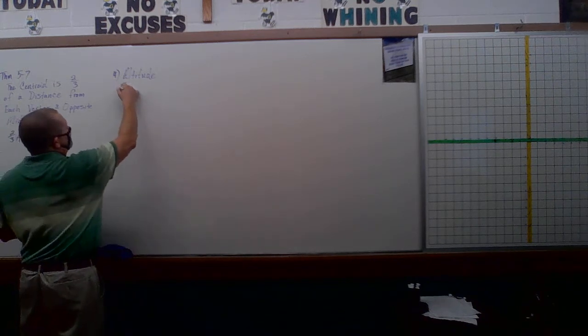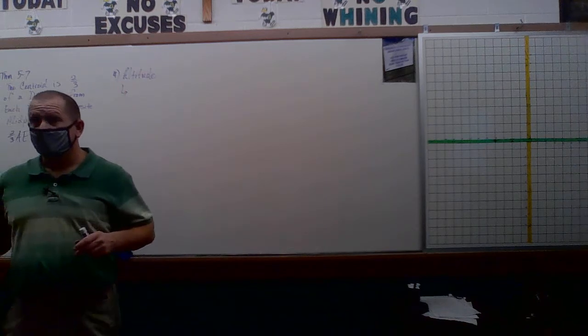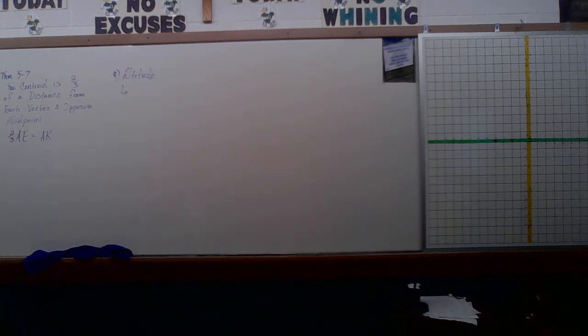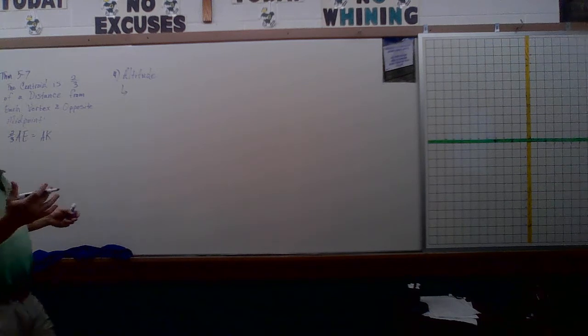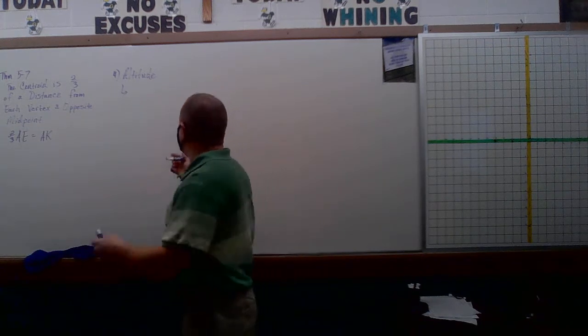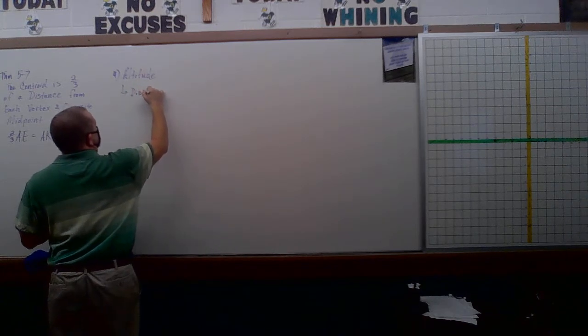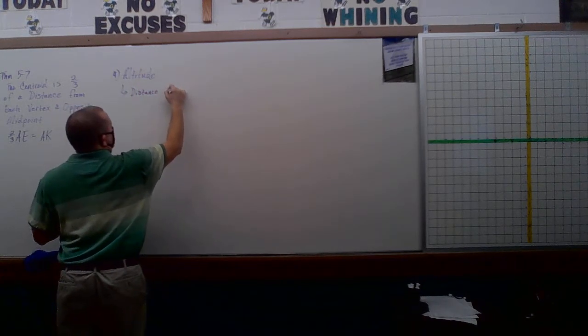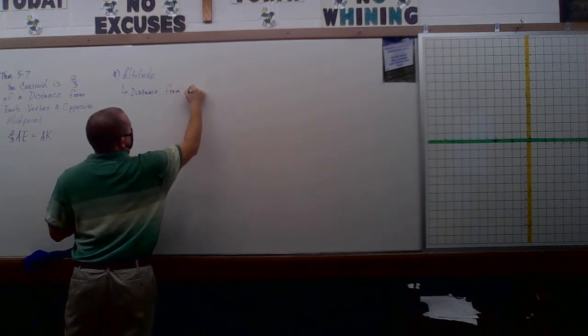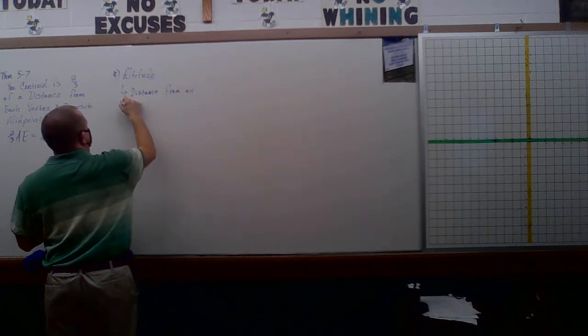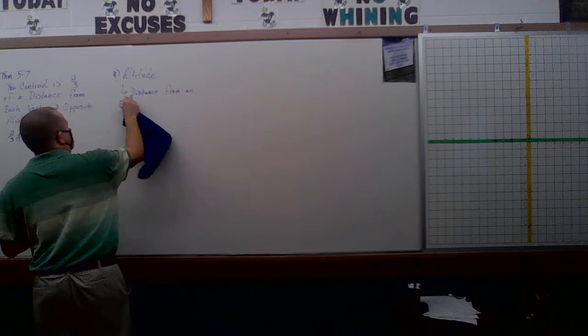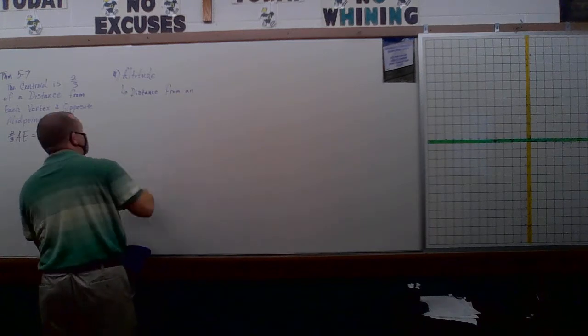So what's an altitude? What is your altitude? So it's your what? Your height, right? So altitude, in a sense, is a height, but again, this is a distance from a vertex.